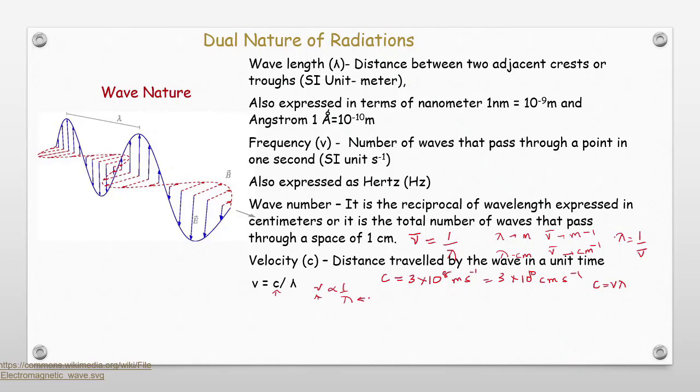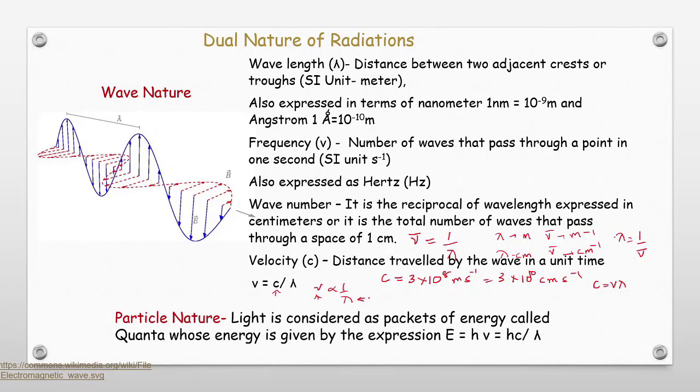Now this much was regarding the wave nature of radiation. But it is proposed that radiation also has particle nature, according to which light is considered as packets of energy called quanta, and energy is given by the expression E is equal to h nu. And since nu is equal to C by lambda, E is equal to h C by lambda. Now what all you have to remember? Remember that nu bar is equal to 1 by lambda, or lambda is equal to 1 by nu bar.